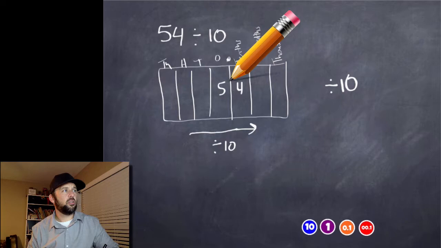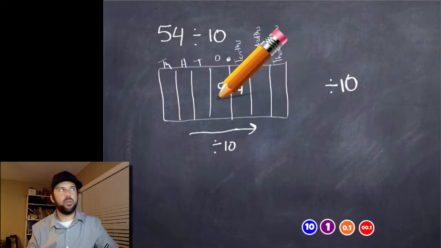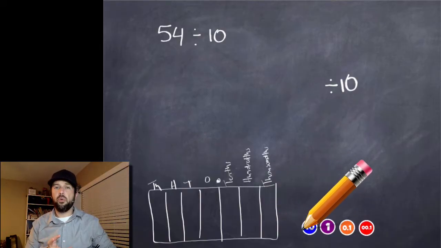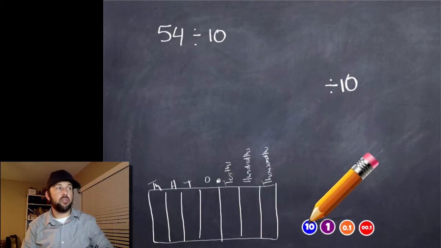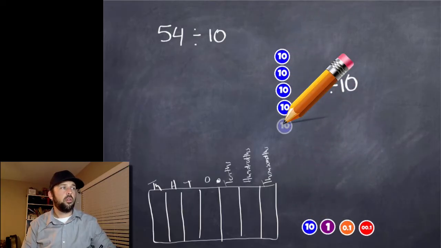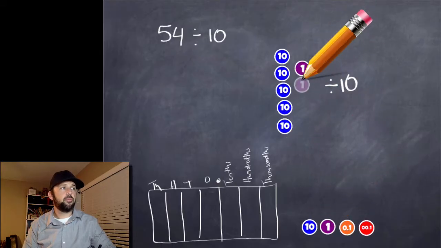So it's going to actually turn to 5.4, 5 and 4 tenths, right? But let's see why that is. Let's see what's happening. So what I'm going to start by doing is I'm going to model the number 54 with my place value disks, right? So I'm going to draw out or drag out 5 tens. All right, awesome. And then 4 ones, right? And that would make the number 54.